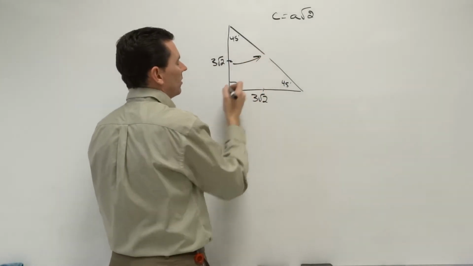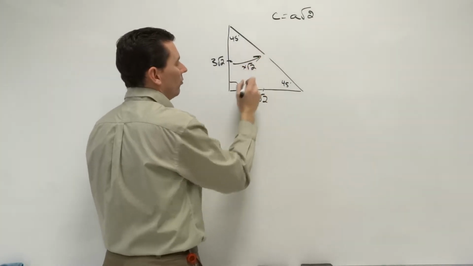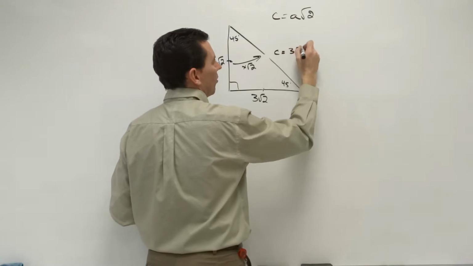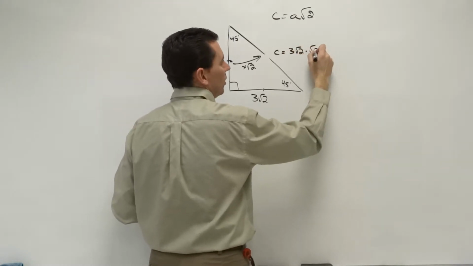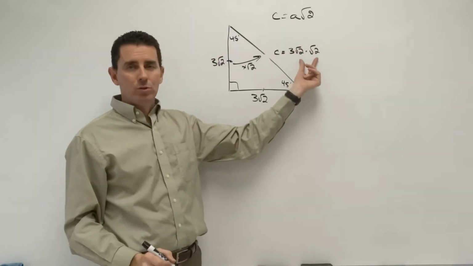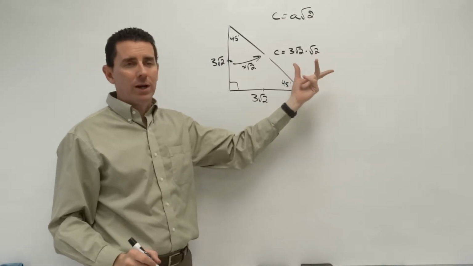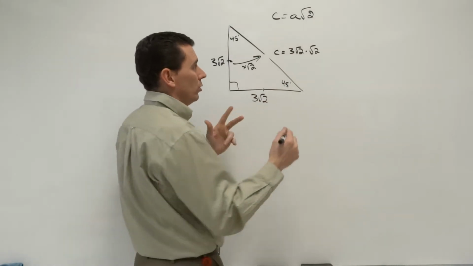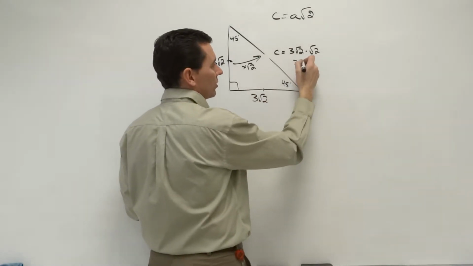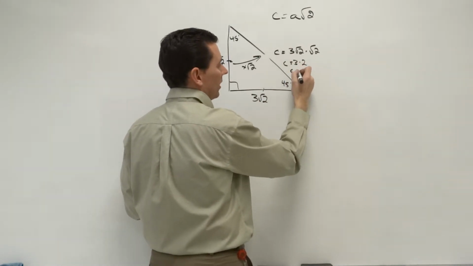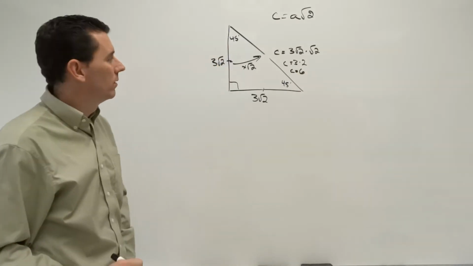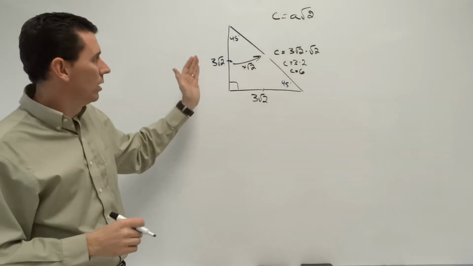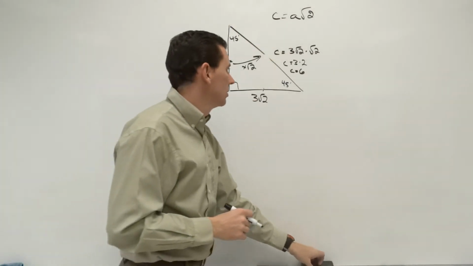How do I get from the leg to the hypotenuse? I multiply by root 2. So in this case, C is going to equal the leg, 3 root 2, times root 2. Well, what's the square root of 2 times the square root of 2? Whenever I multiply a radical by itself, in a sense, we're canceling out the radical symbol. So root 2 times root 2 is 2. I still got to multiply by its coefficient. So I get 3 times 2, and I get C equal to 6. So again, I know one side, that was really quick, 3 root 2 times root 2 gives me 6.